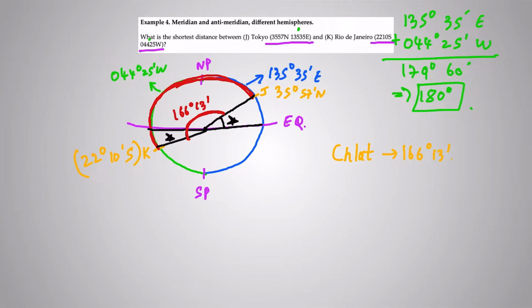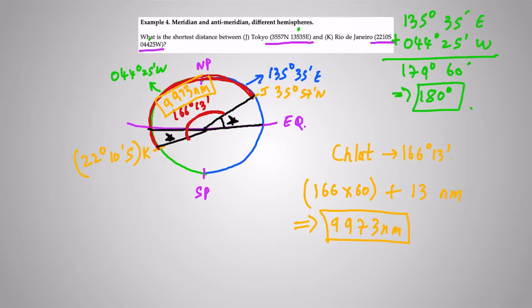Now to convert this to linear distance, so the shortest distance between point J and point K is 9973 nautical miles. And it is along this great circle, which is half blue, half green. Perfect. So you see, all of these questions are very easy if you know how to find the change in latitudes correctly. So the fifth example now.